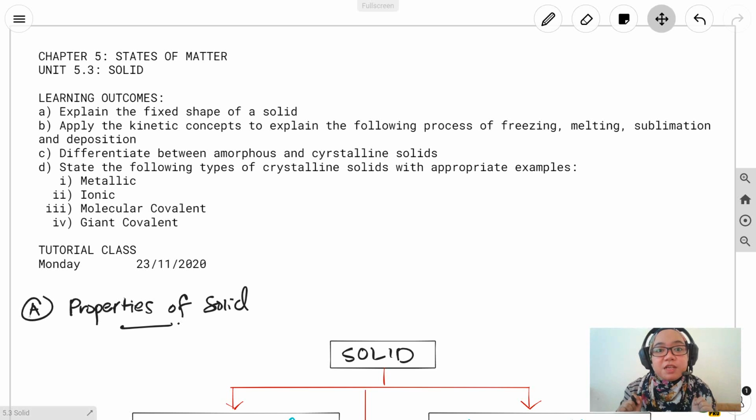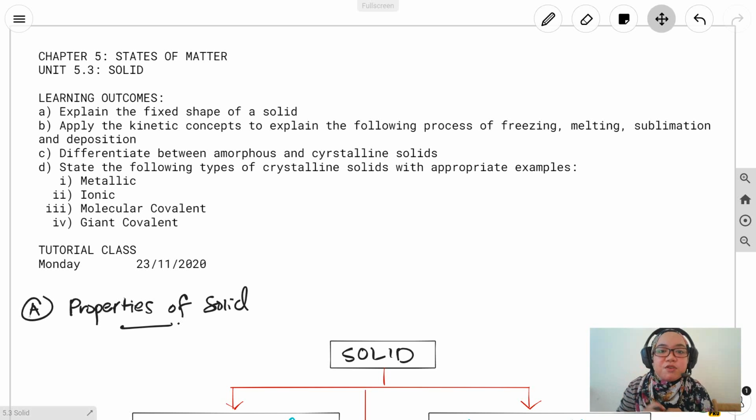There are a few learning outcomes that we are going to cover for today. The first one, we are going to explain the fixed shape of the solid. Next, we are going to apply the kinetic concept to explain the following processes of freezing, melting, sublimation, and deposition. Next, we are going to differentiate between amorphous and crystalline solids, and state the following types of crystalline solids with appropriate examples.